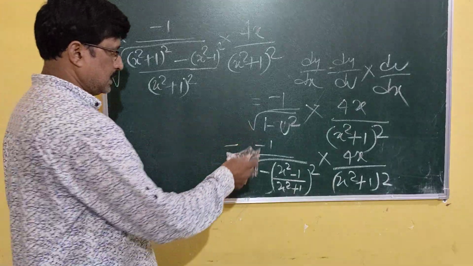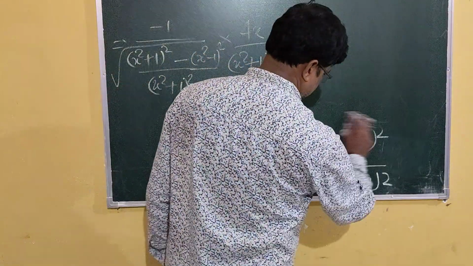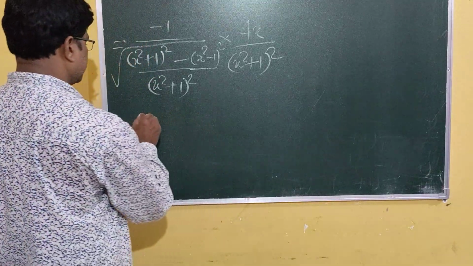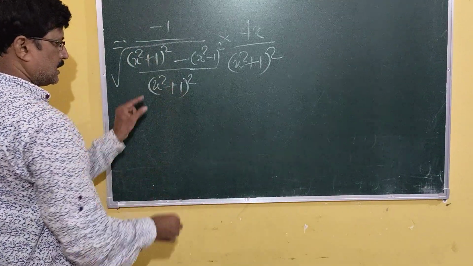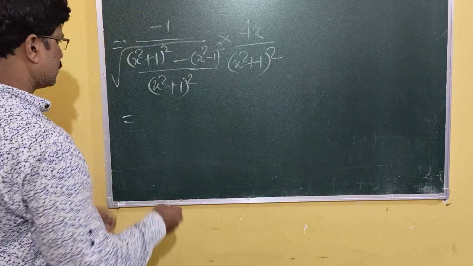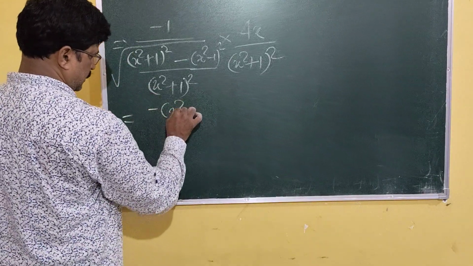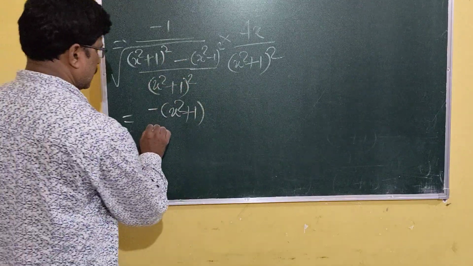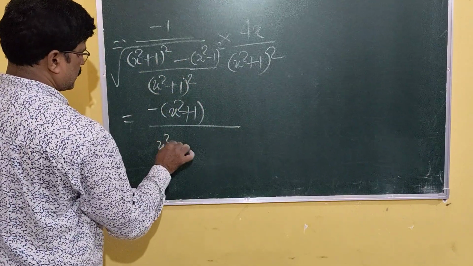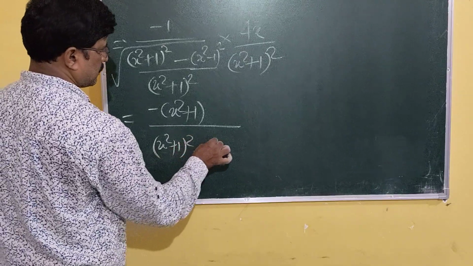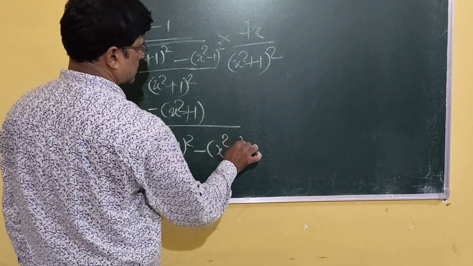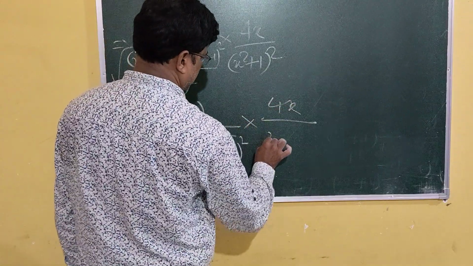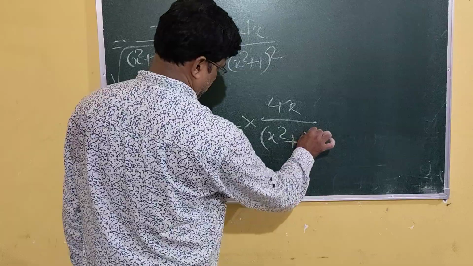Now erasing this one, it may require some more places as it is a long problem. So as the root is over here, we can take this one as above, minus x square plus 1 square, and root over square omitting them. Now it becomes x square plus 1 whole square minus x square minus 1 whole square, root over, into 4x by x square plus 1 whole square.